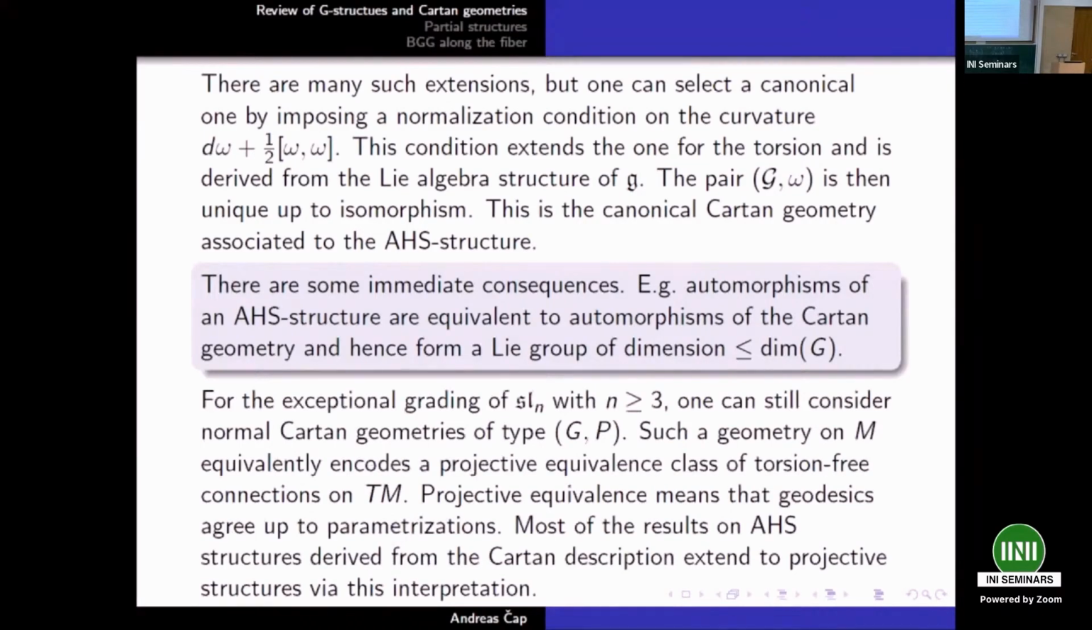Okay. Yeah, so I want to say a few more words about these exceptional grading and projective structures, because actually they fit very nicely into the picture once you have the Cartan description at hand. So if you take this grading of SL(n) that we had here, so it's like this. Okay, so this is ℝⁿ, this is ℝⁿ dual, this is GL(n−1). You still get a group P, as in the other cases. You can define Cartan geometries of type (G, P). There still is a normalization condition.